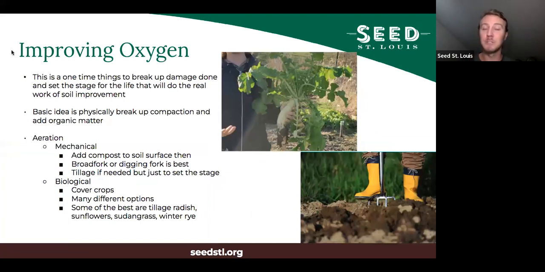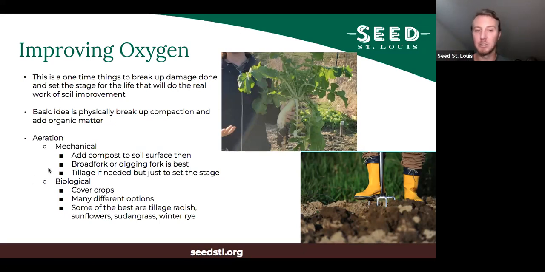So the ways that you improve oxygen in your soil: this is kind of a one-time thing that you can potentially do if you're trying to build your soil microorganisms, where you are trying to break up compaction that was done. The basic idea is to physically break up that compaction and then add organic matter to hold those pore spaces open. You can do this mechanically by adding compost to the soil surface, and then using a broad fork or a digging fork to just break, not turn up and smash and pulverize, but just crack the soil.